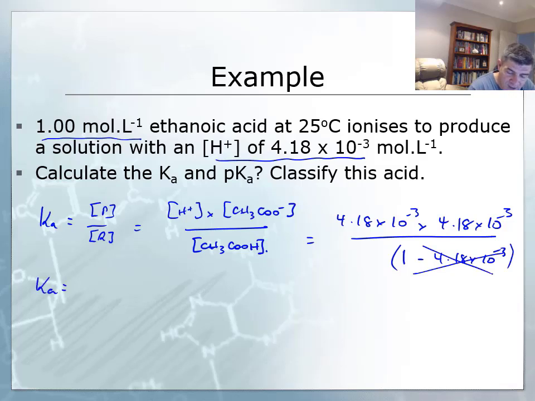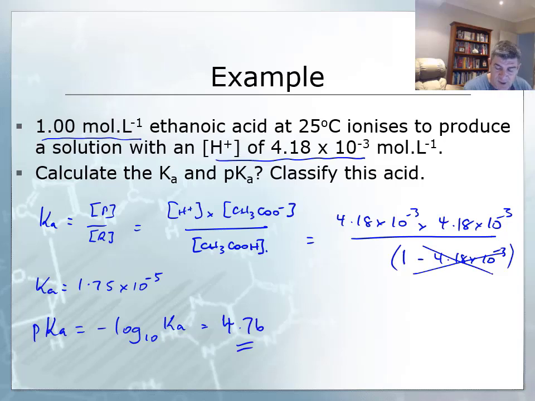So therefore, my Ka value is going to be 1.75 times 10 to the minus 5. Okay, we leave the units out. Like most of our equilibrium constants, we just ignore the units for now. The pKa is found by going minus log base 10 of the Ka value, which in this case is going to give me 4.76 as my pKa value.